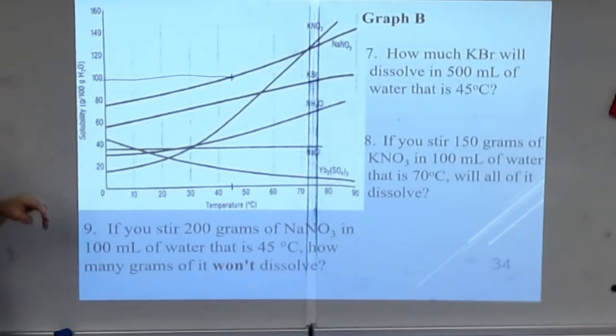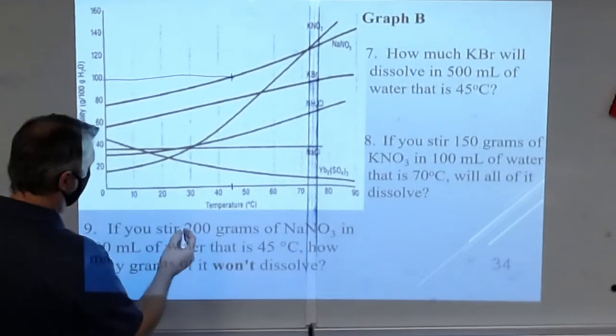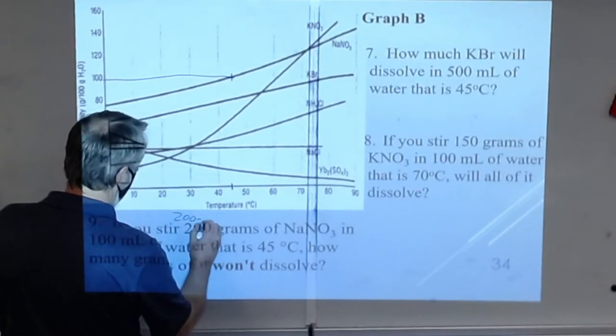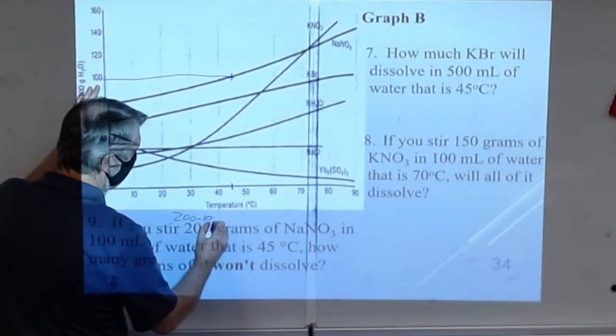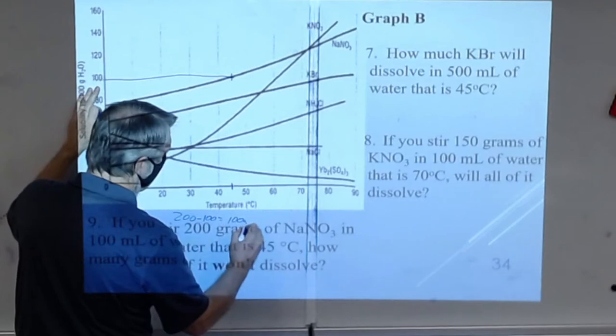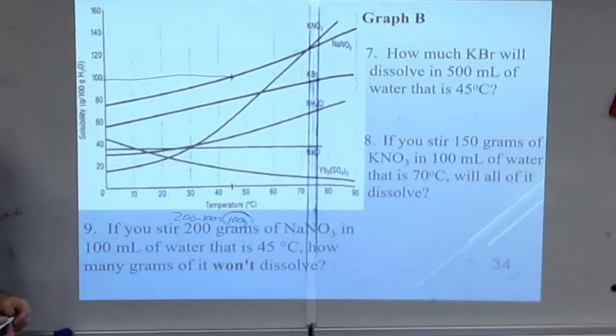Okay. So I've got 95 or 100 grams. Let's say 100 because it makes my life easier. If I put 200 grams of sodium nitrate in there, how much won't dissolve? It's just 200 minus whatever you think will dissolve. So that would be 100 grams left over. Make sense? Okay.